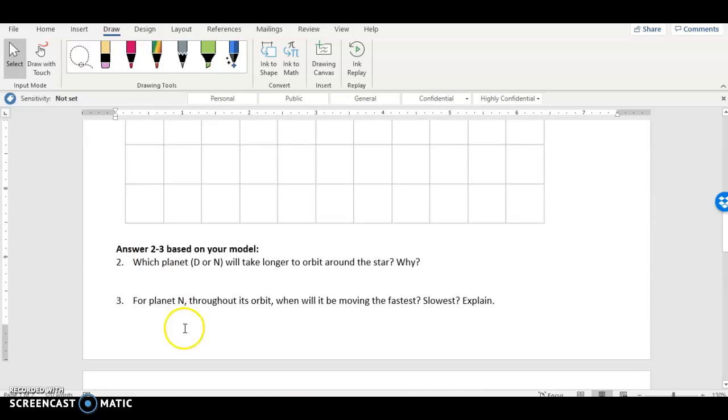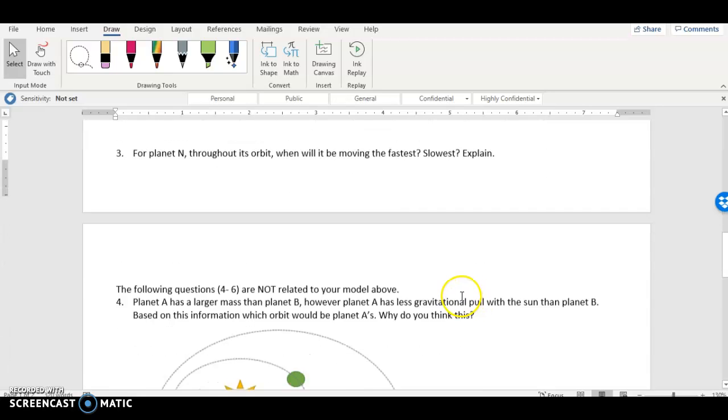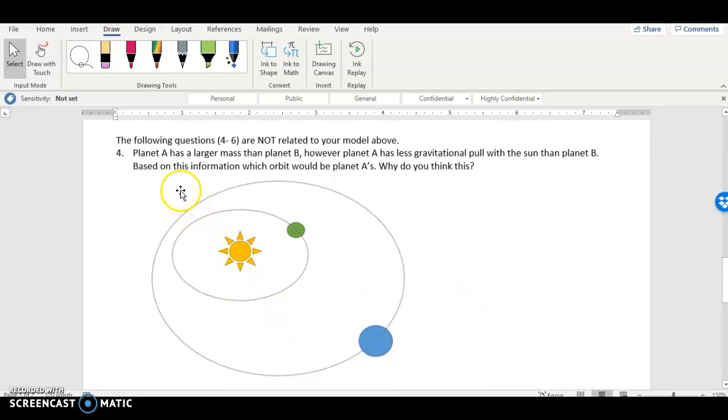For question 3, you're going to look at just planet N. I want you to look at its orbit and tell me, when is it going to be moving fast, when will it be moving slow, and then explain. For question 4 through 6, you are not using the model. They are each individual questions.